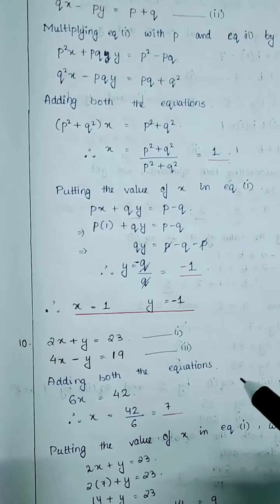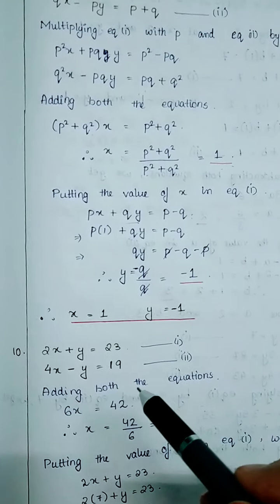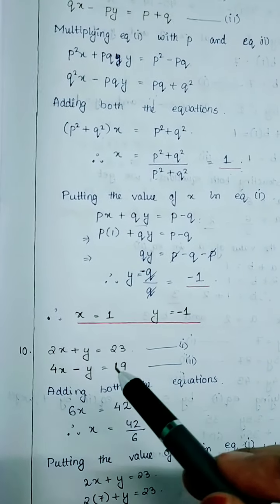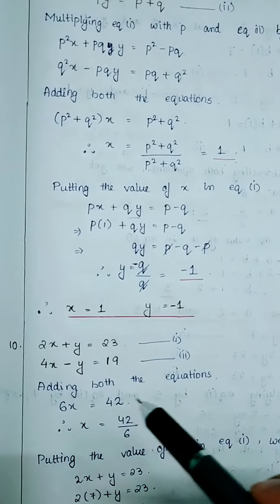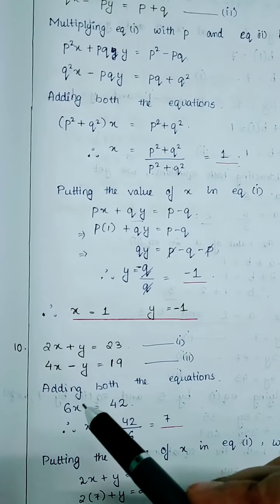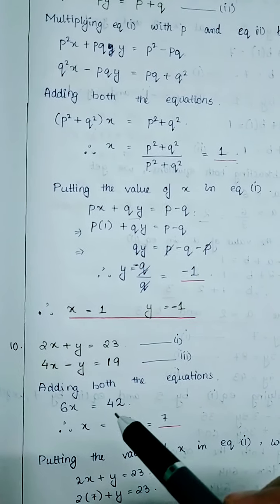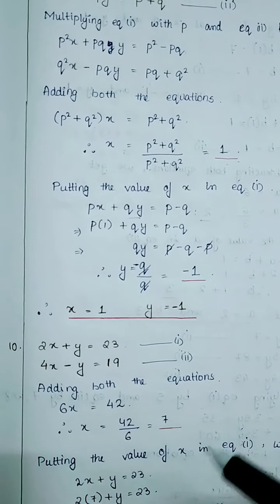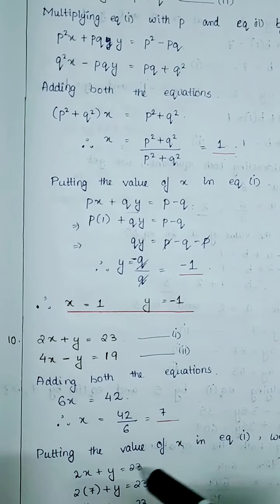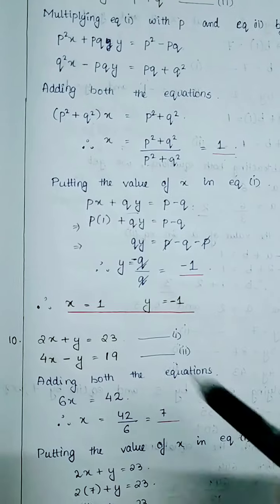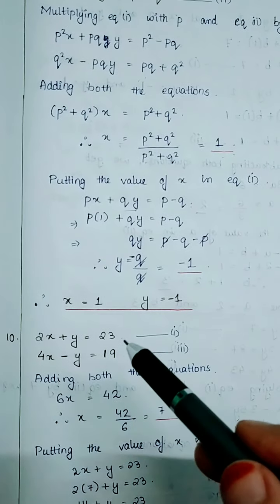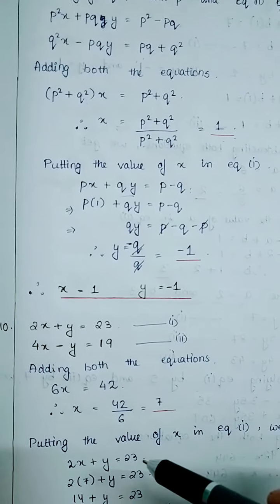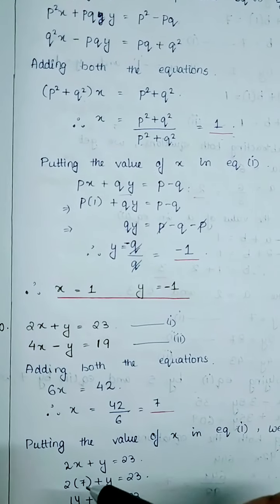In question number 10, we have two equations. Because the coefficients of y are already equal, we'll just add both the equations. So we get 2x plus 4x, that is 6x, and 23 plus 19, that is equal to 42. So x is equal to 42 upon 6, that is 7. Now we can put the value of x in any of the equations. I have put it in equation 1. What do we get? 2x plus y is equal to 23. So x is equal to 7.